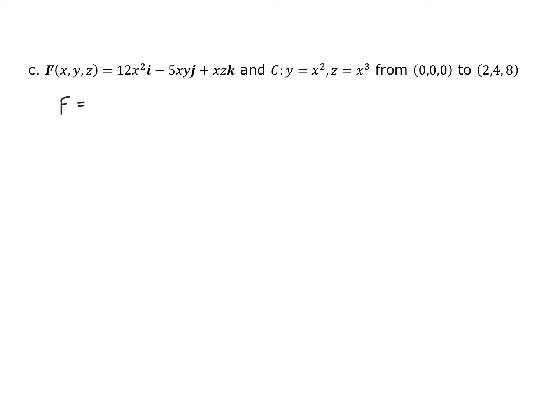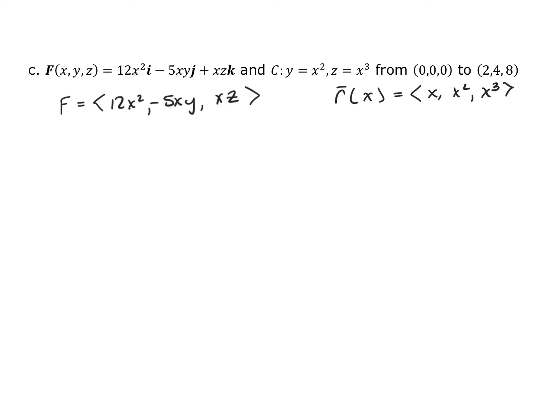I'm going to rewrite it as 12x squared, negative 5xy, xz. I just like that better. And notice that my y is in terms of x, my z is in terms of x. So then my curve, my vector r with respect to x, would be x, x squared, and x cubed. So I don't always have to parameterize with respect to t. I can do it with respect to x, which is kind of nice.